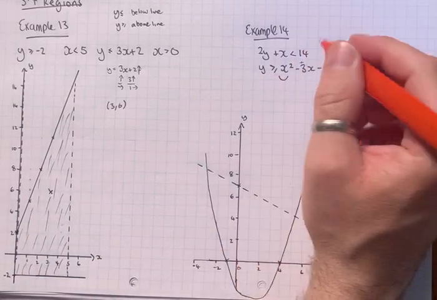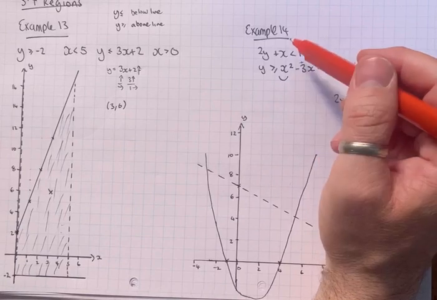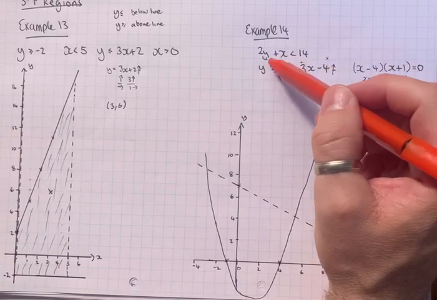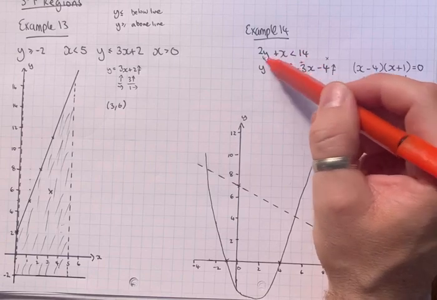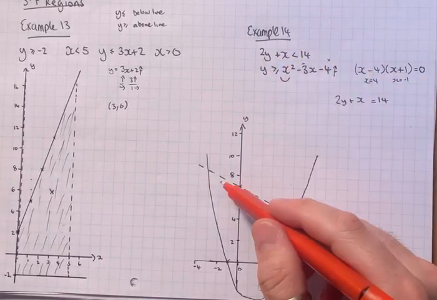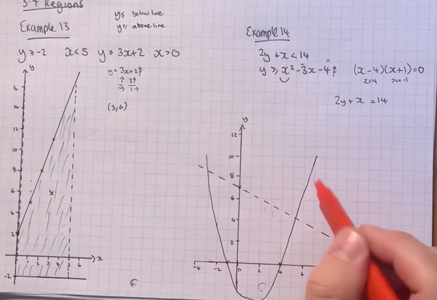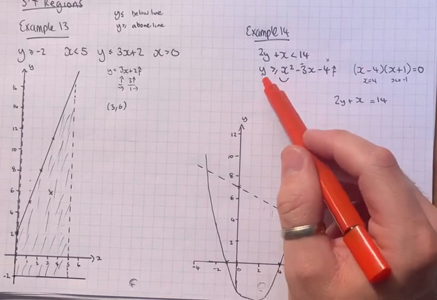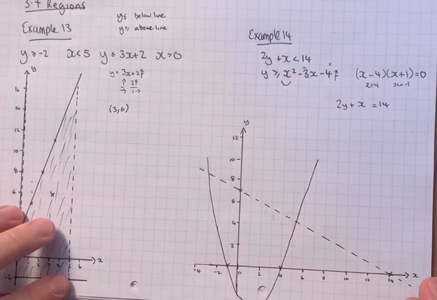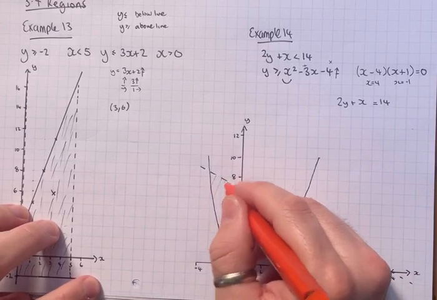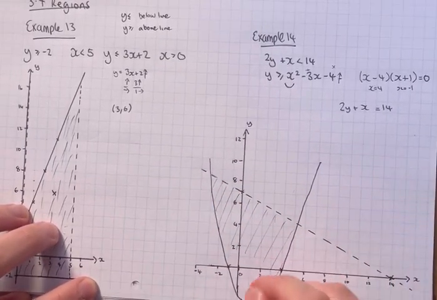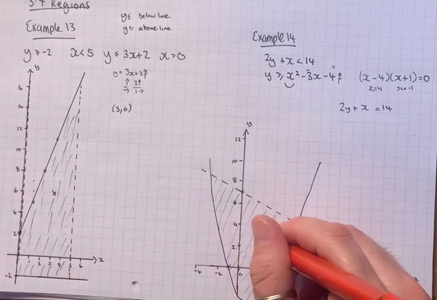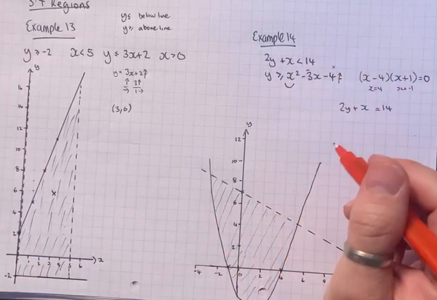So, if we look for the shading where it satisfies, again we only look at y in the inequality. y is less than, so we're below this line. y is bigger than, so we're above the curve. So we're in this region here. Again, same as the last one, you can pick a point inside the region and just check it satisfies both inequalities.